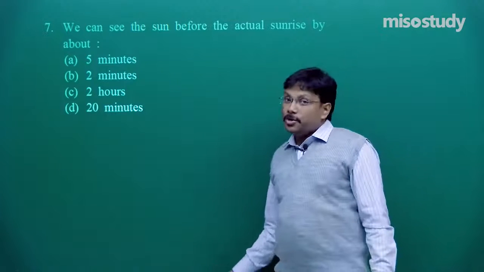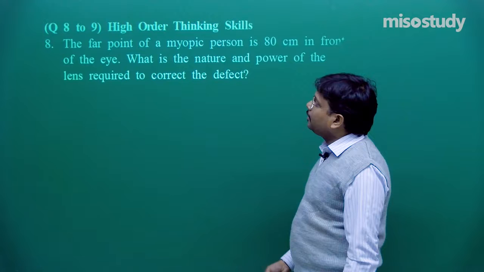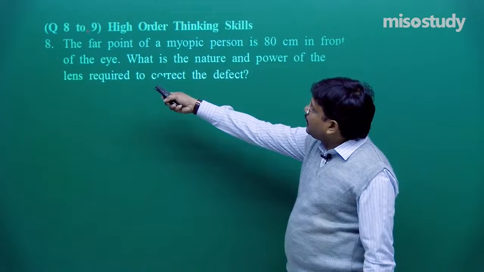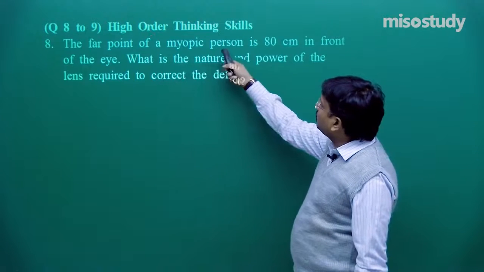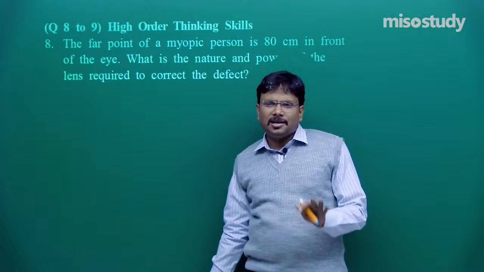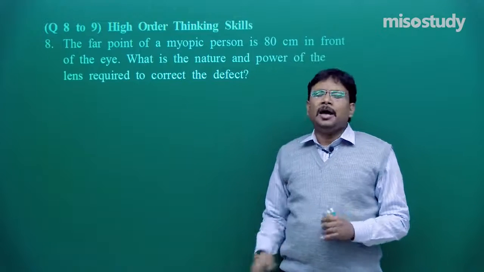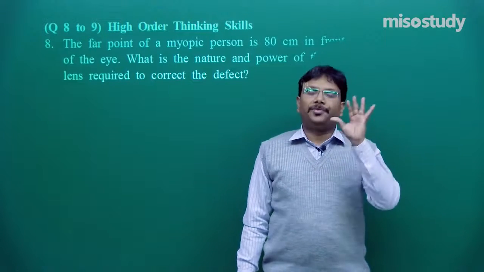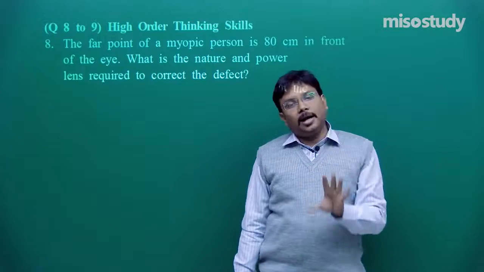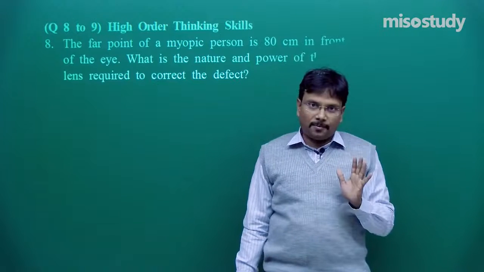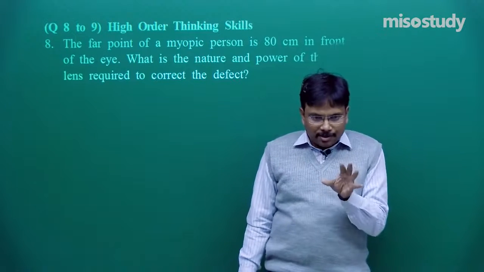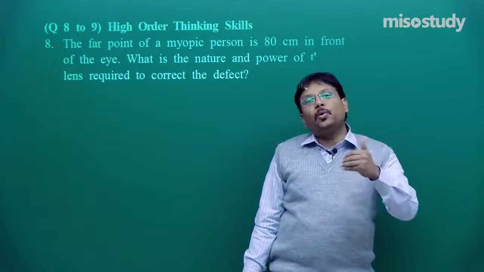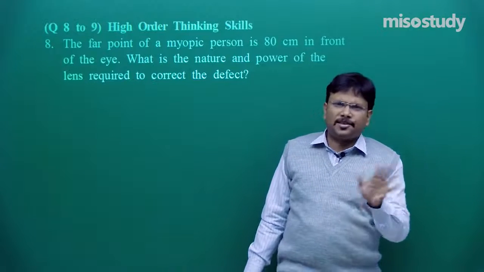Then comes question number 8, and question numbers 8 and 9 are high order thinking skill questions. Now, high order thinking skill is not something difficult. You have to read, think, and only then answer. In these types of questions, a somewhat different approach is associated. That is the difference, nothing else.